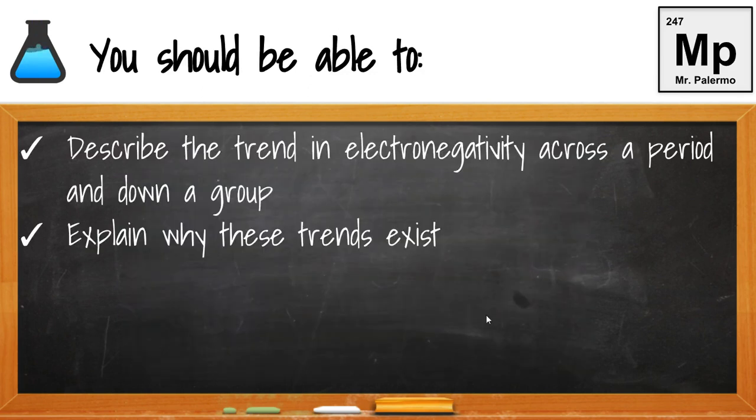So at this point, you should be able to describe the trend in electronegativity going across a period and down a group, and explain why these trends exist.